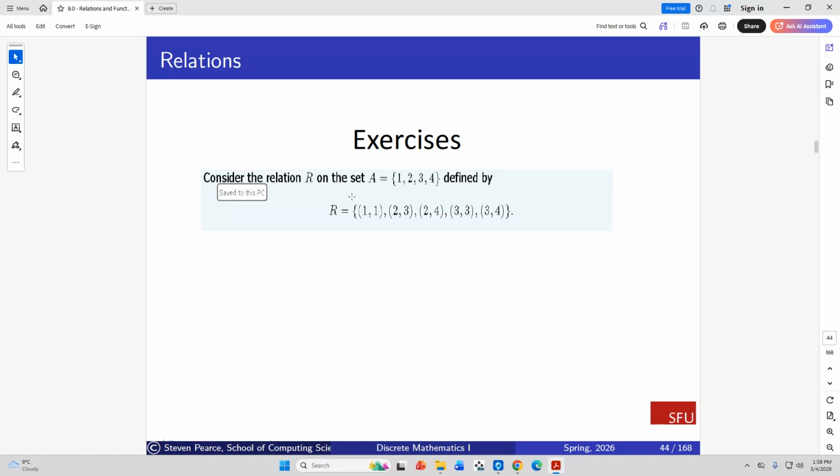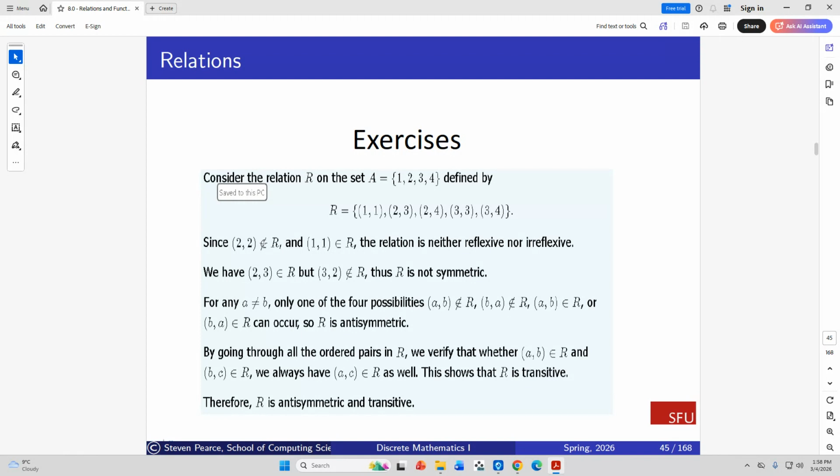Consider the relation R on the set A, which is {1, 2, 3, 4}, defined by (1,1), (2,3), (2,4), (3,3), (3,4). So what do we have? It's not reflexive because there's no (2,2). Since (2,2) is not in R and (1,1) is in R, the relation is neither reflexive nor irreflexive. So it is not reflexive, because not all nodes have loops. Okay, it's not reflexive.